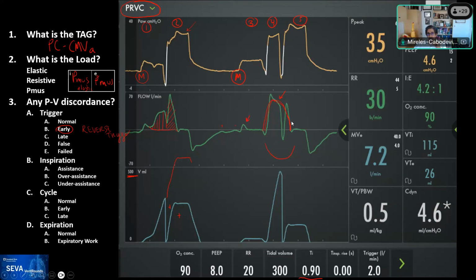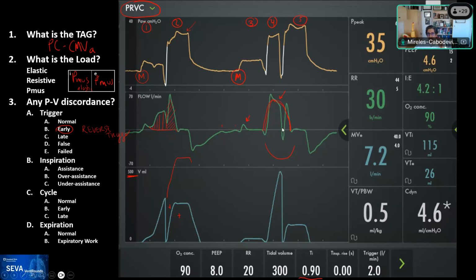So this is a reverse trigger, but I wanted to pause for a second because there's an abnormality here. So we agree this is a key abnormality, which is an early trigger causing multiple double triggers, and then here a triple trigger. So you have 1, 2, 3, 3 breaths in a row.